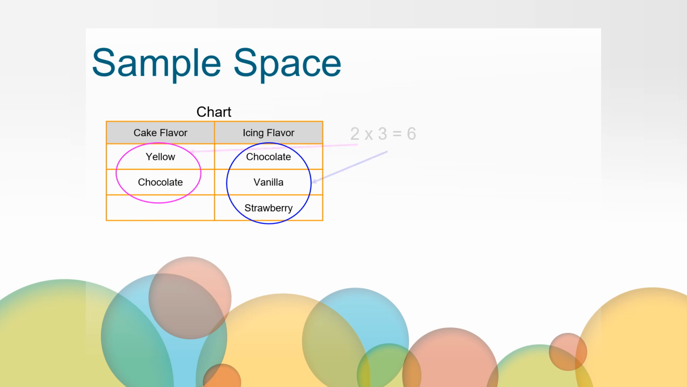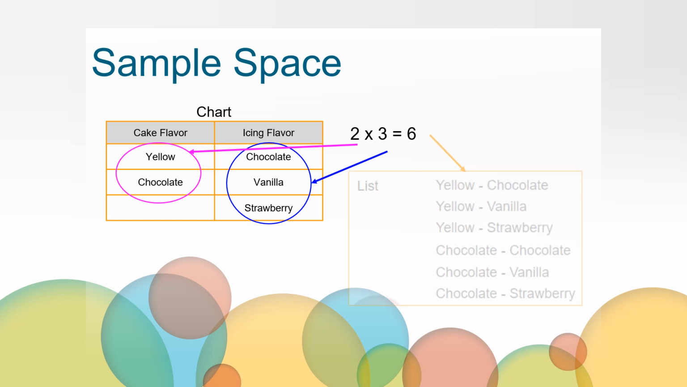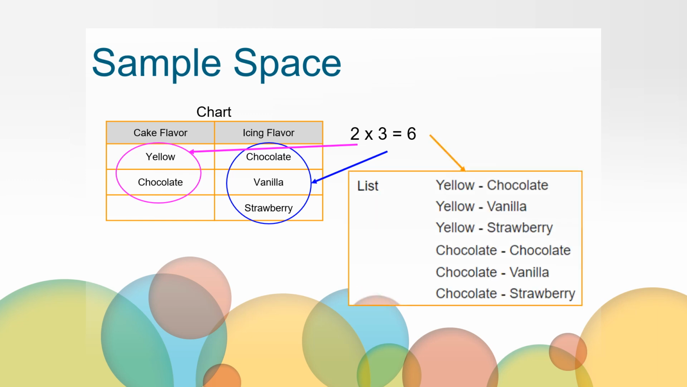So 2 cake flavors times 3 icing flavors equals 6 possible combinations. And we can compare this total to the total number in our list and see that the list also shows 6 possible combinations.